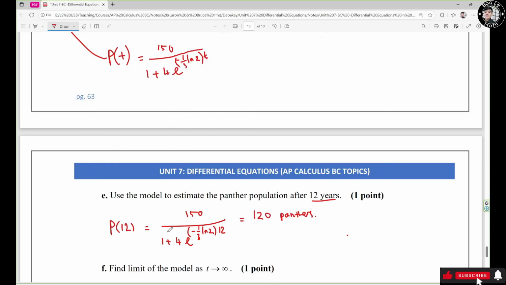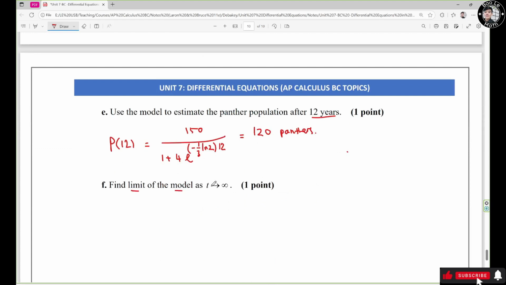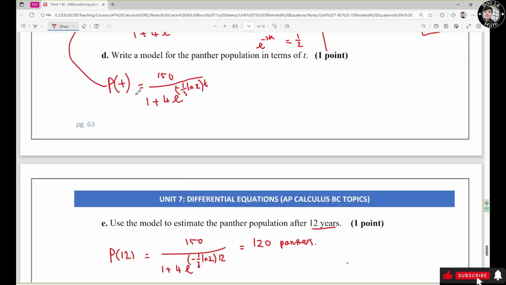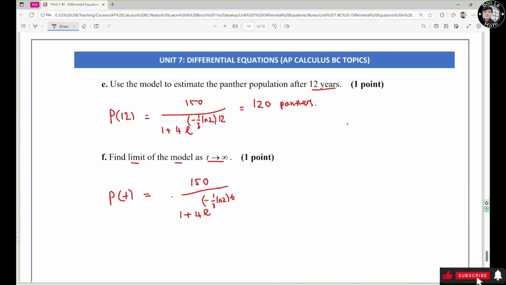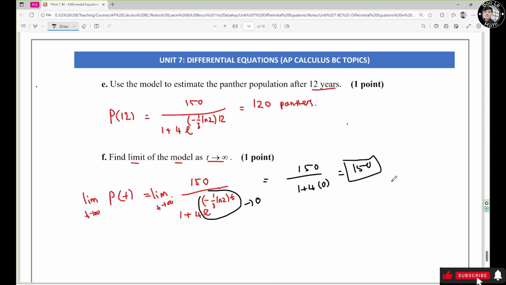Alright, let's move on to question F. Find the limit of the model as t approaches infinity. We're going to copy this model over here and take the limit of both sides as t approaches infinity. When t approaches infinity, this term approaches 0. So this turns out to be 150 over (1 plus 4 times 0), which is 150. This one is the final answer.